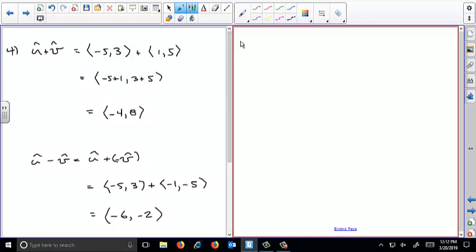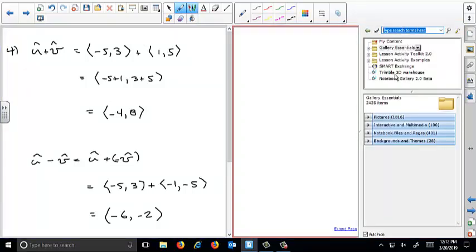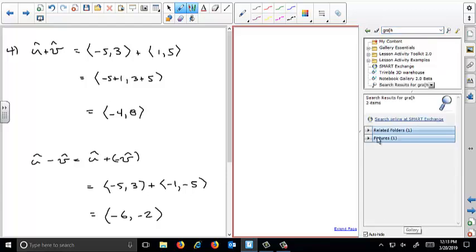Now it asks us to plot these, so we'll put them on one graph. I can spell graph right. Still spelled it wrong. G-R-A-P-H.